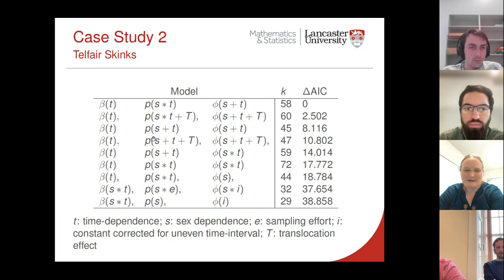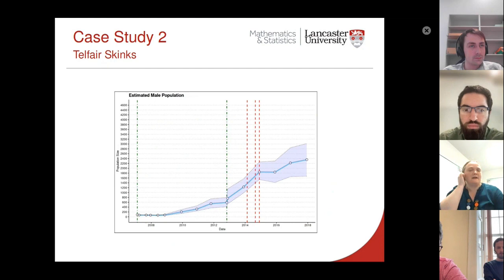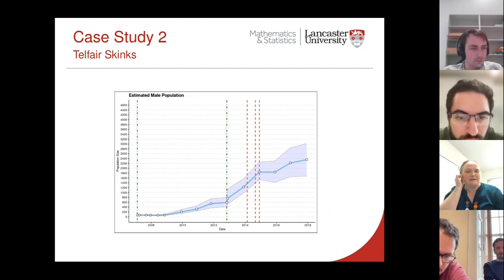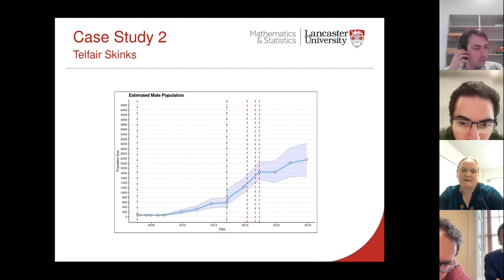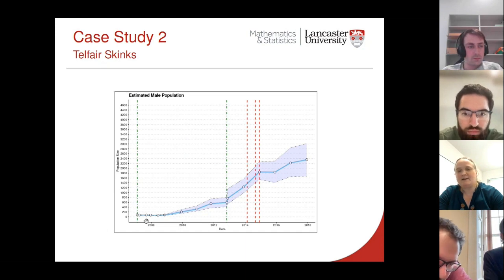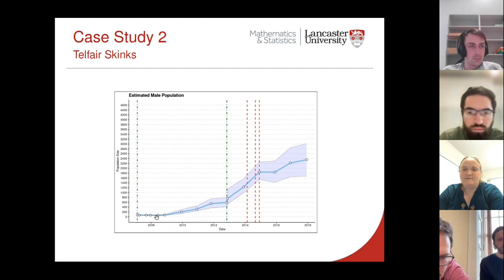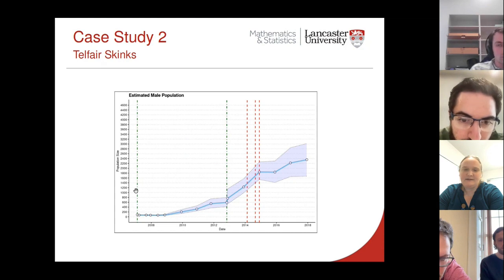gap of AIC. Normally I'm used to models that have a difference of 2 decimal points or something. So that was nice. So we've got estimates of population size for both the males and the females. You can see by the spacing of these estimates the unequal time periods that I was mentioning in terms of the sampling. The green vertical lines represent where additional translocations happened.